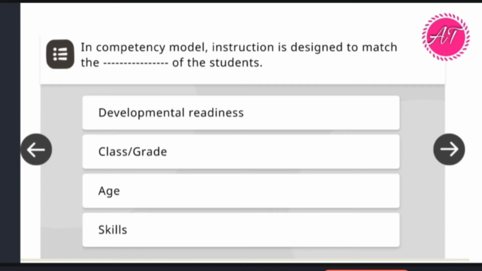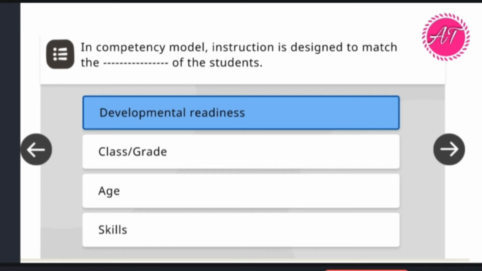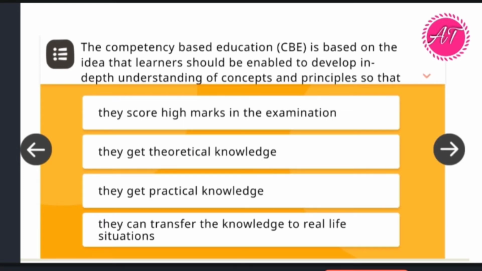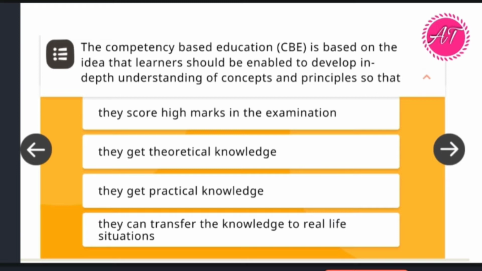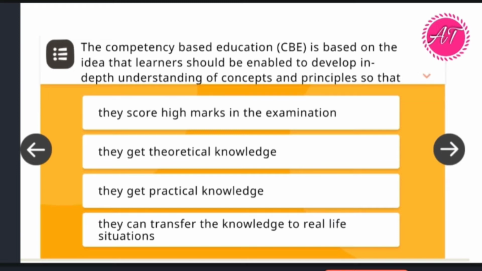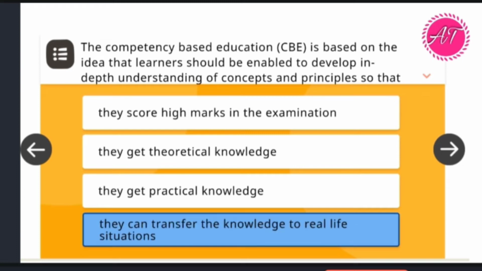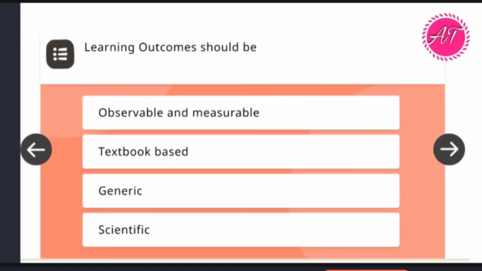In competency model, instruction is designed to match the dash of the students. So the answer we have here is developmental readiness. The competency-based education is based on the idea that learners should be enabled to develop in-depth understanding of concept and principle so the answer we have here is they can transfer the knowledge to the real life situation. You can click on this option number 4.